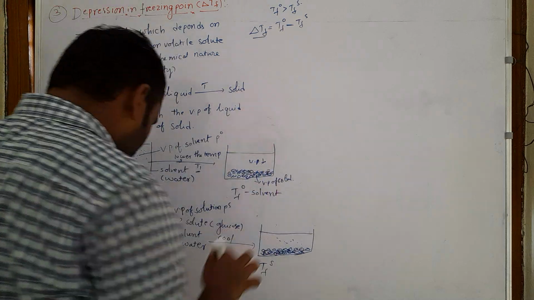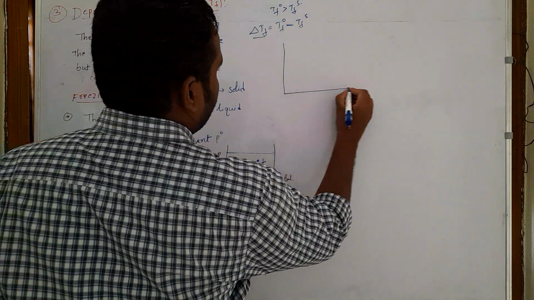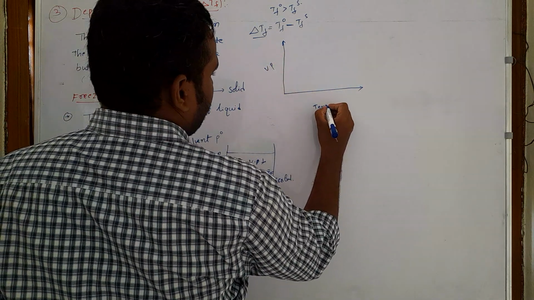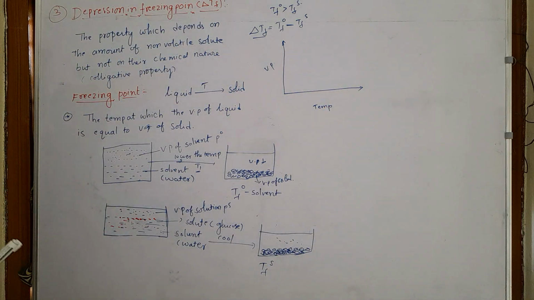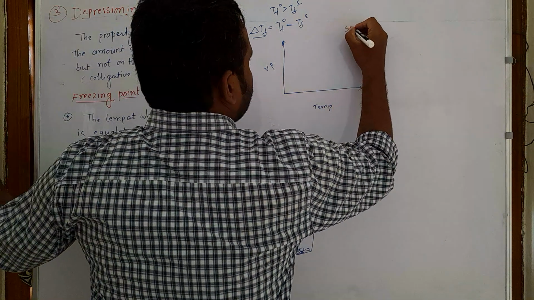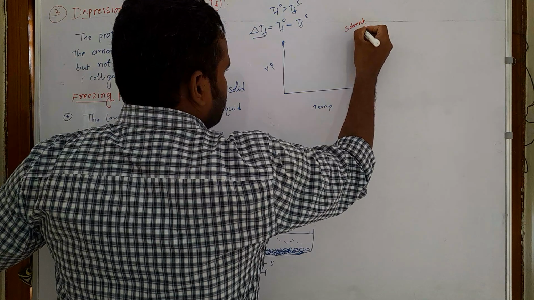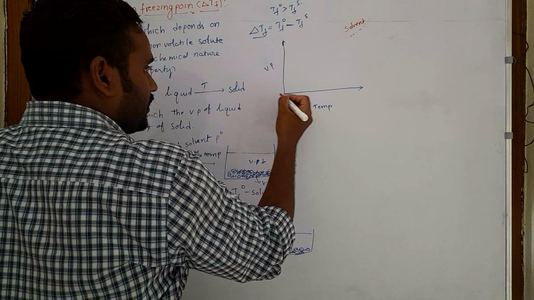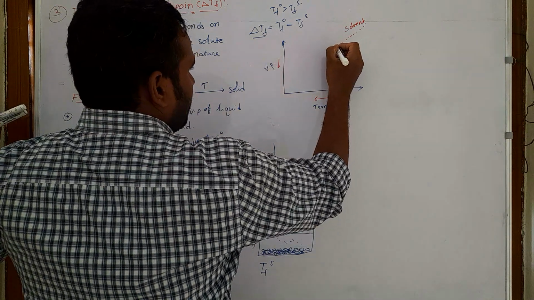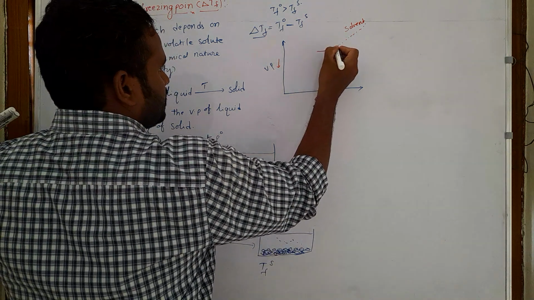Let us plot a graph between vapor pressure and temperature. This is the vapor pressure and here we take temperature. First I am taking only the solvent. We already know that at a given temperature the solvent has more vapor pressure. Slowly, as temperature decreases, vapor pressure also decreases, and at a particular temperature the vapor pressure becomes equal to the vapor pressure of the solid.